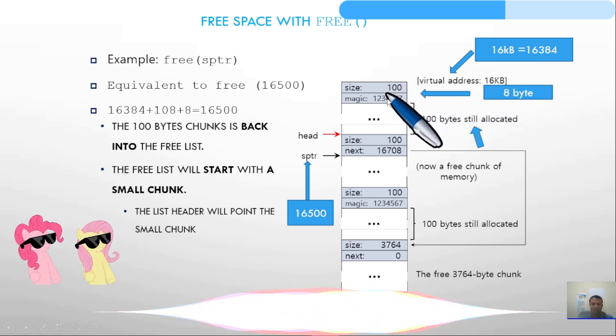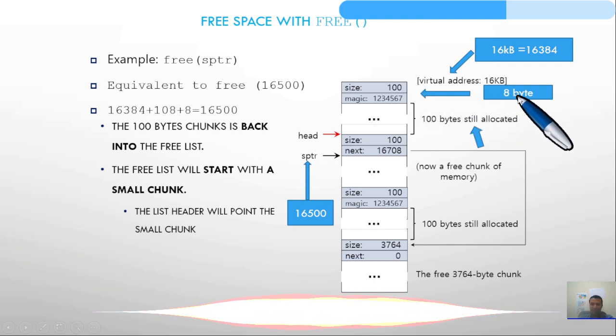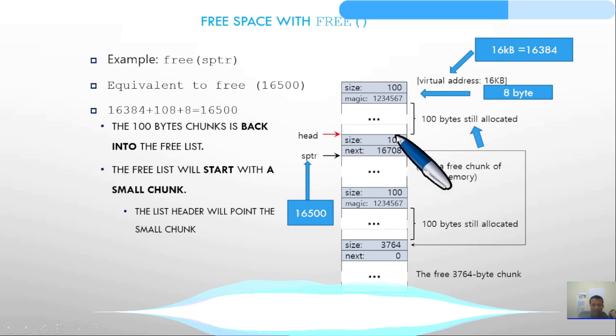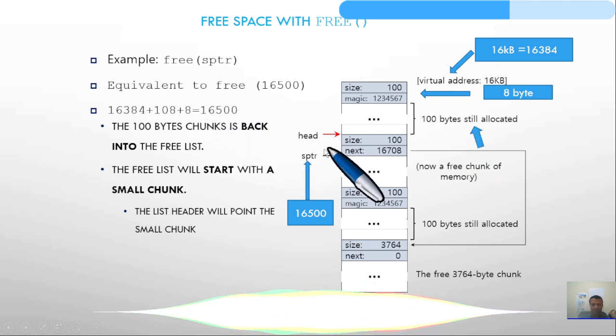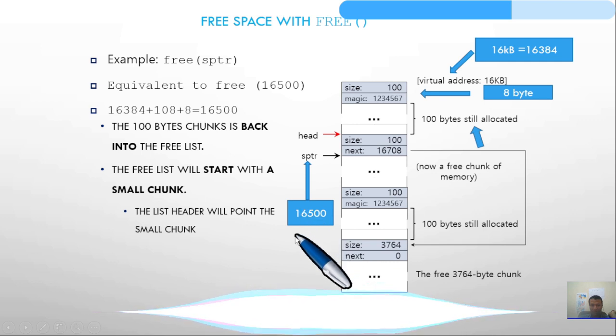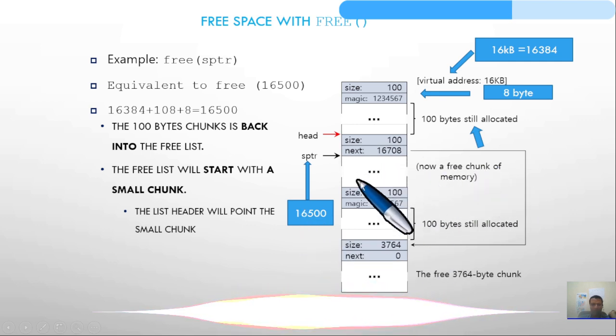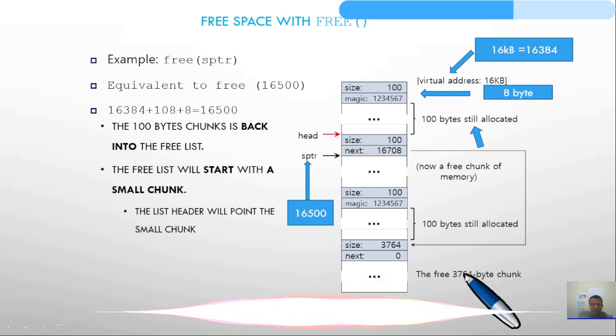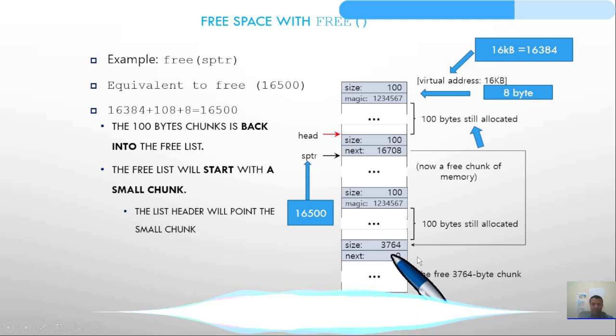This is the beginning of the virtual address. Then we have 8 bytes of header and 100 bytes allocated, so 108, plus this header 8. So the location is 16,500. As you can see, 16,500 is the location. What it does is put the 100 byte chunk back into the free list. From here, this one will point to here, and the location of this one will be 16,500, and this will now be a free chunk of memory. So the free space will be 3,764 bytes of chunk, because 100 is returned. The list header will point to the small chunk. Now as you can see, the list will show the header of the free chunk.